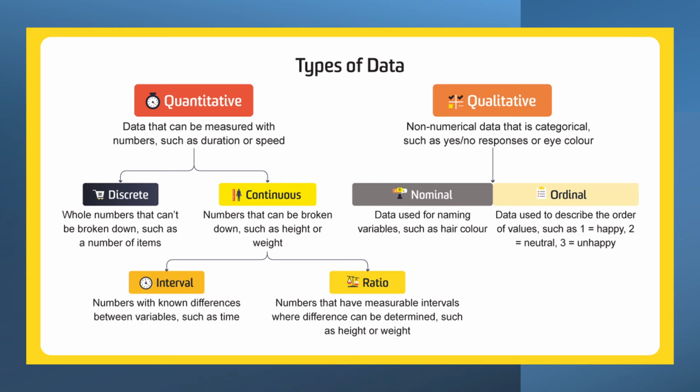In qualitative we further have two types, nominal and ordinal. Nominal means data used for naming variables, such as hair color. And ordinal means data that is used to describe the order of values, such as 1 equals happy, 2 equals neutral and 3 equals unhappy.